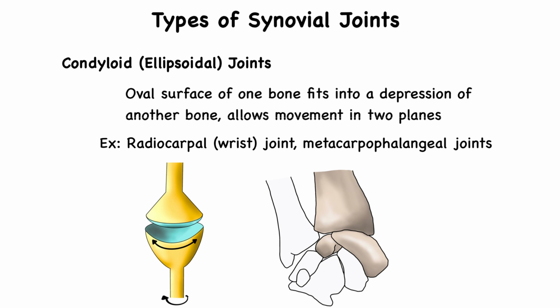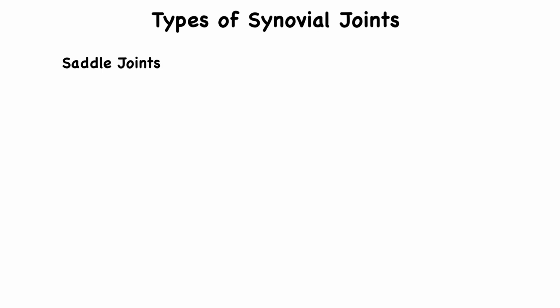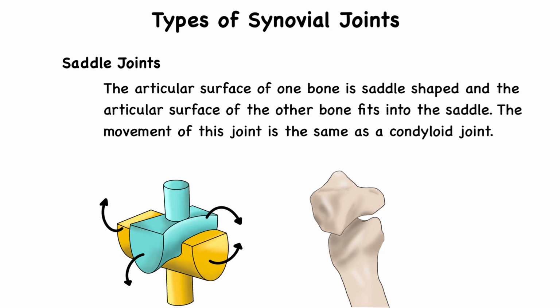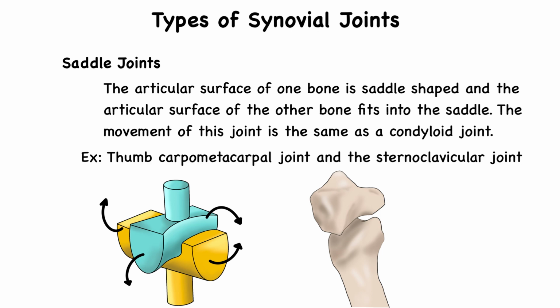The saddle joint is where the articular surface of one bone is saddle-shaped and the articular surface of the other bone fits into the saddle. The movement of this joint is the same as the movement at a condyloid joint. Examples include the thumb, where we have the carpometacarpal joint, and the sternoclavicular joint between the manubrium of the sternum and the clavicle. And then finally, there's the ball and socket joint.